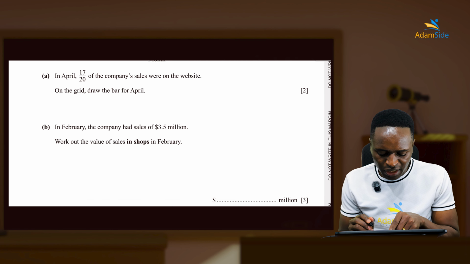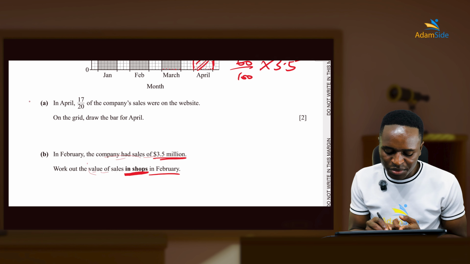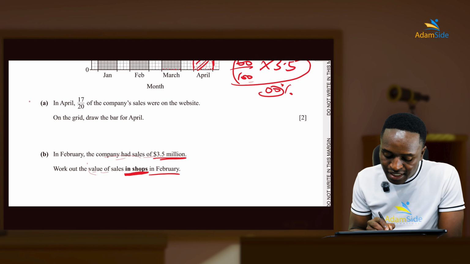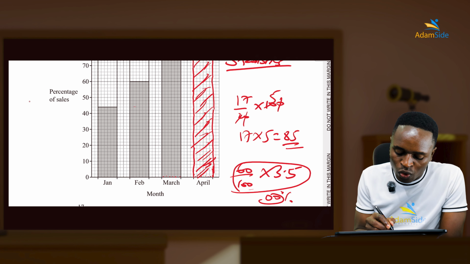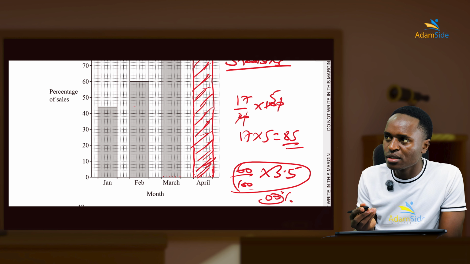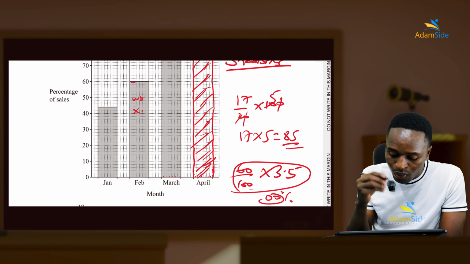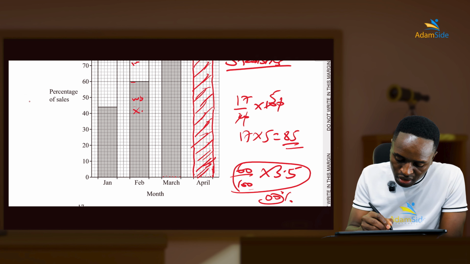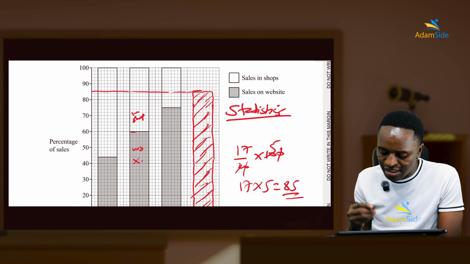In February, the company had sales of $3.5 million. Work out the value of sales in shops in February. This is the examiner's trick. They say sales in shop, so go to the graph in February. Whatever is remaining out of 100, because this part is on website, so we don't pick this. We pick the one that is in shop. So the remaining 100 minus 60 is 40.